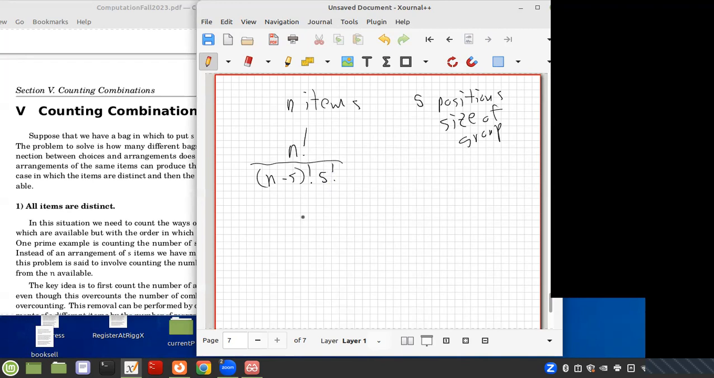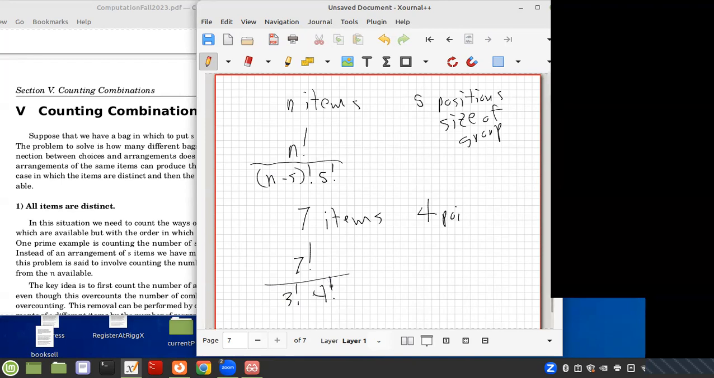So, for example, if I have 7 items and I'm going to choose four positions, or 4 items on a team, I'm going to have 7 factorial over 7 minus 4, or 3 factorial, times 4 factorial.